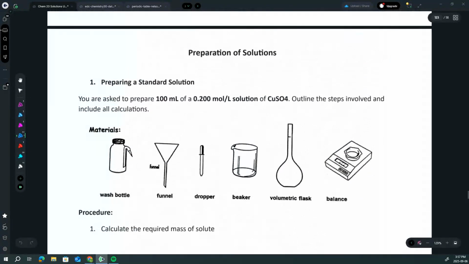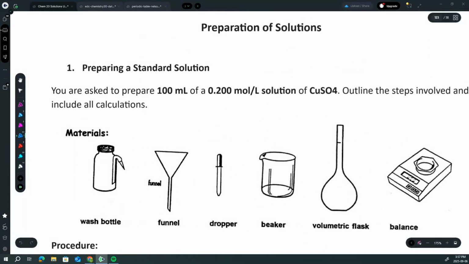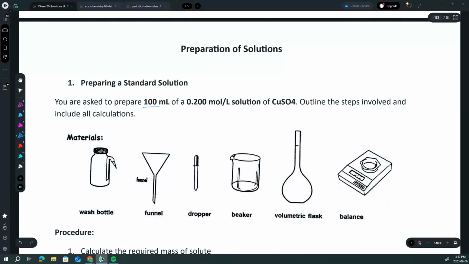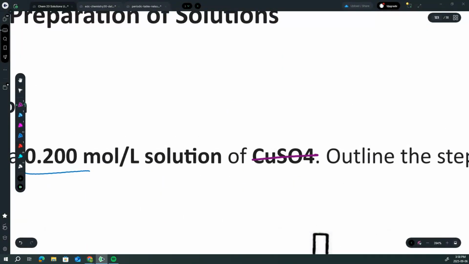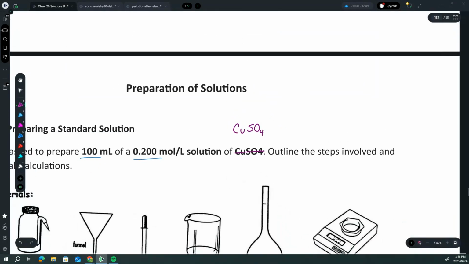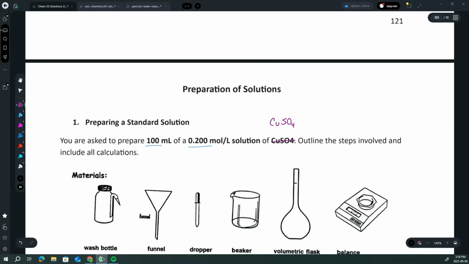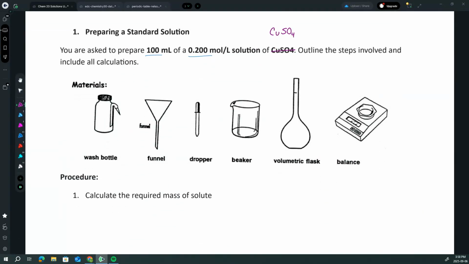So let's say, for example, we're asked to prepare 100 milliliters of 0.200 mole per liter solution of copper 2 sulfate. So I'm just going to adjust this so that it's got the correct subscript number after oxygen. Outline the steps involved and include all calculations. Here are our materials: wash bottle, funnel, dropper, beaker, volumetric flask, and a balance.